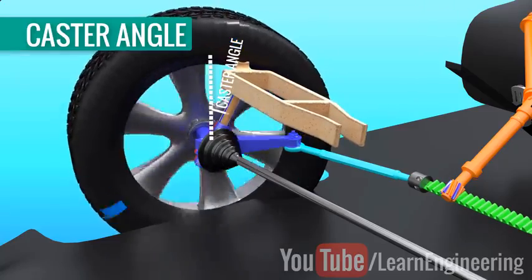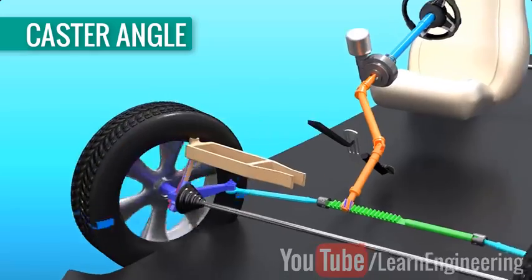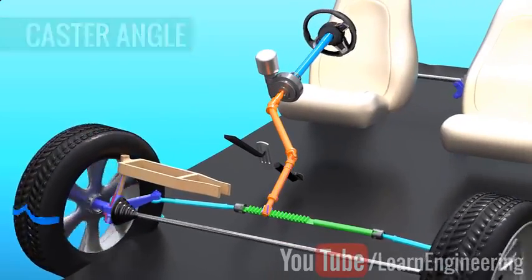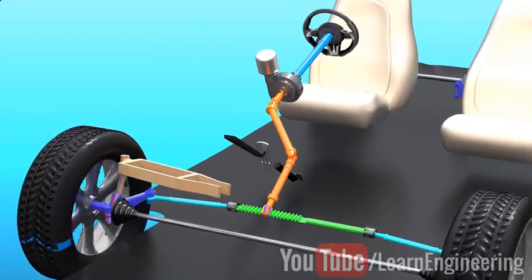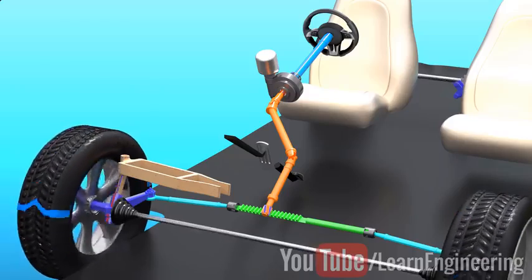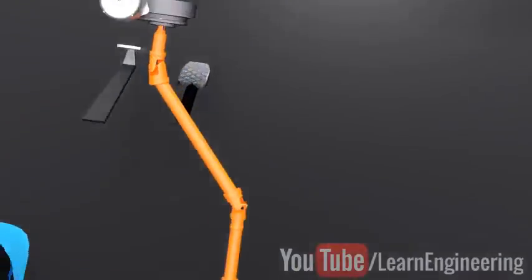Let's discover the interesting physics behind how providing an angle to the front wheels makes the wheels and the steering wheel come back to their original positions. First, let's have a closer look at the steering wheel mechanism.